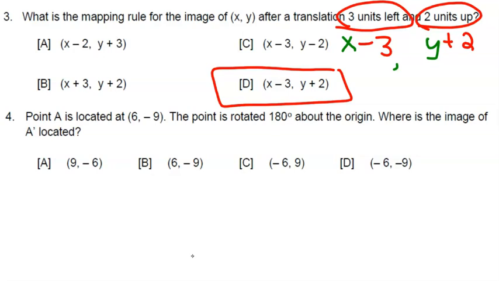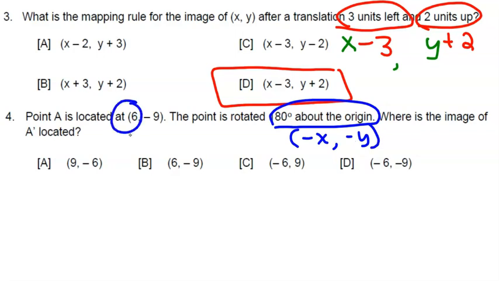Number 4 asks you about 180 degrees clockwise rotation. With 180 degrees rotation, you simply change the signs of both coordinates. So this 6 will become a -6, and this -9 will become a +9. So -6, 9.